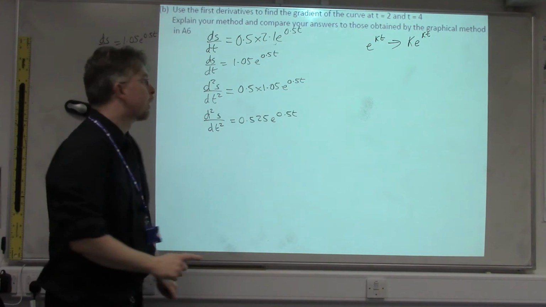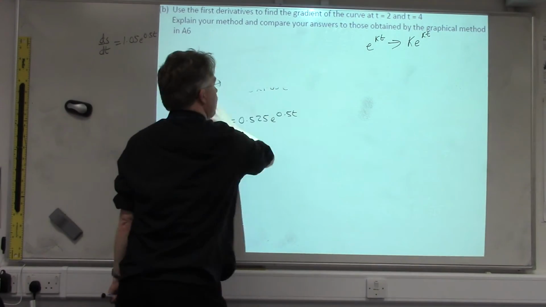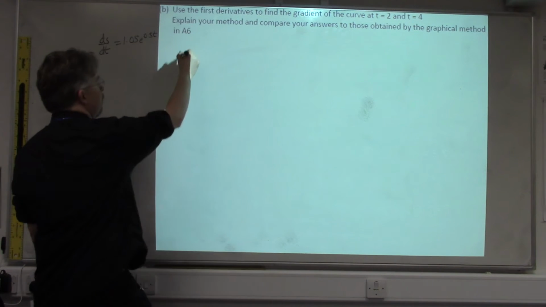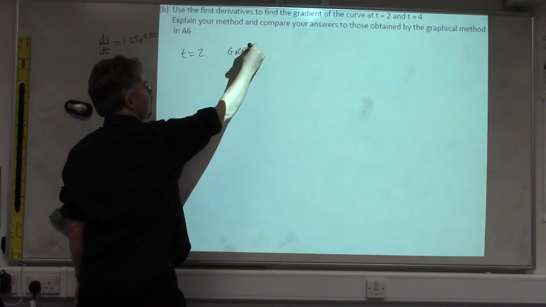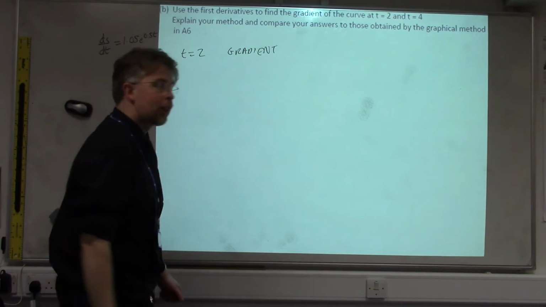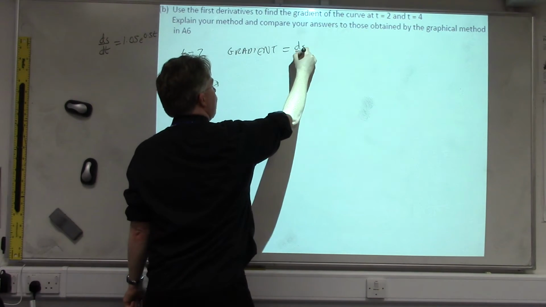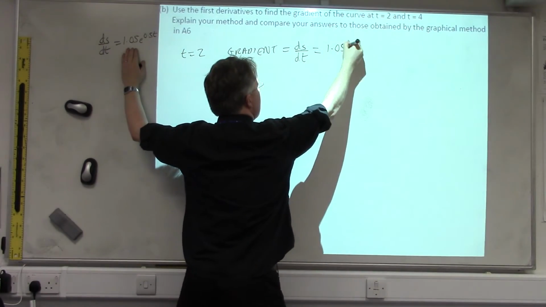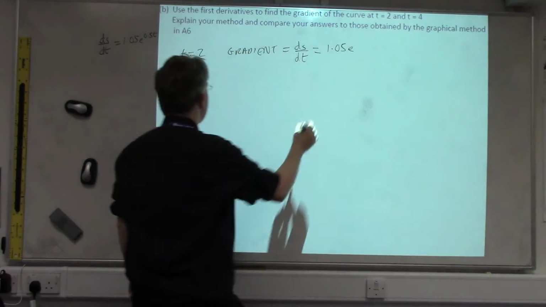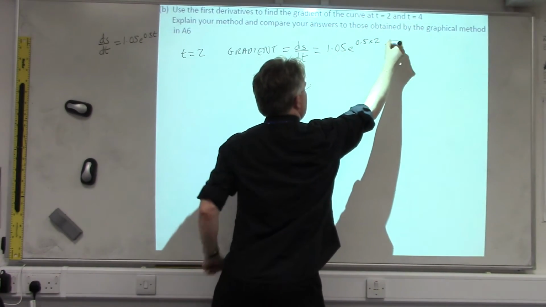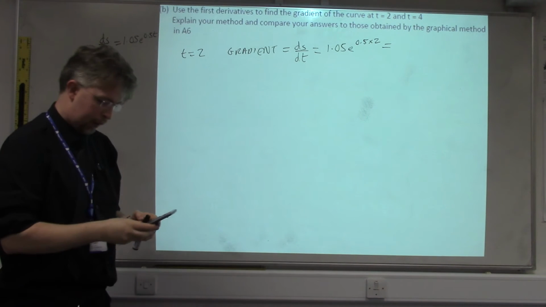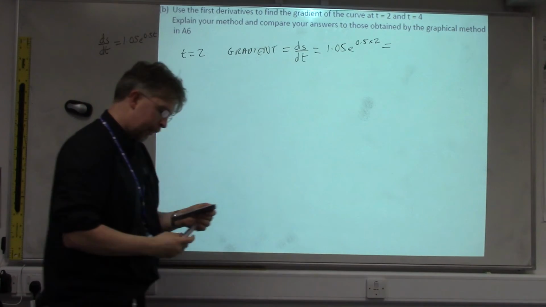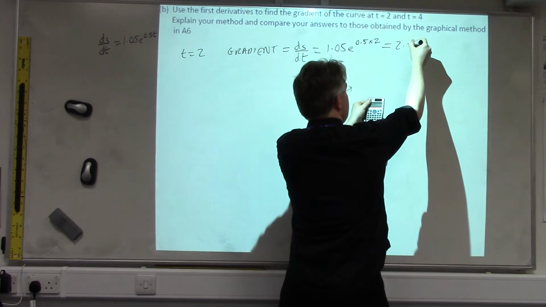So part B. We're trying to find the gradient at t equals 2 and t equals 4. So for t equals 2, the gradient, as in the last few sections, is the same as ds by dt with t equals 2 filled in. So we've got 1.05 e to the power of 0.5 times 2, which we can do on the calculator. So 1.05 e to the power 0.5 times 2, and to two decimal places, 2.85.